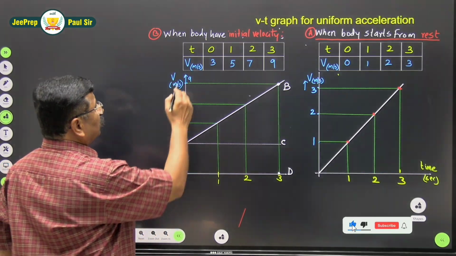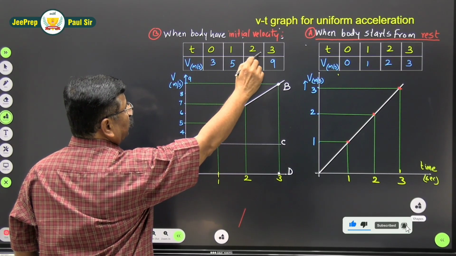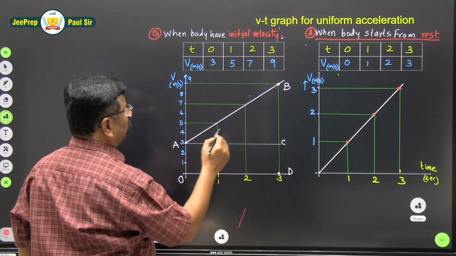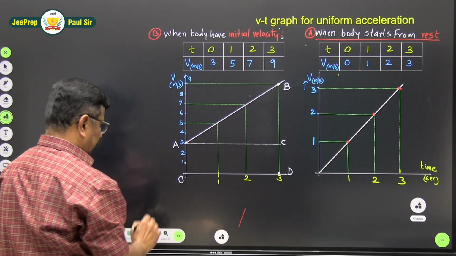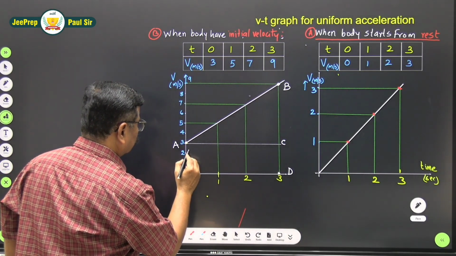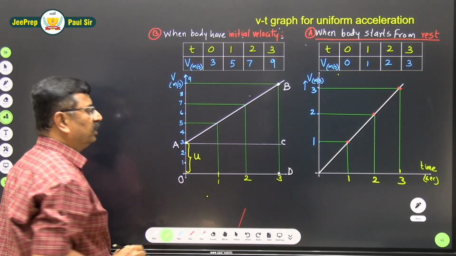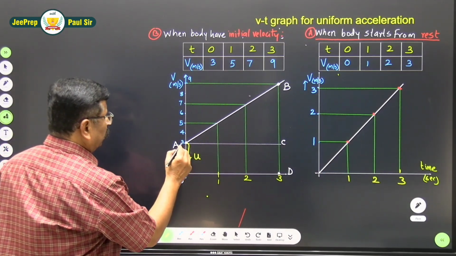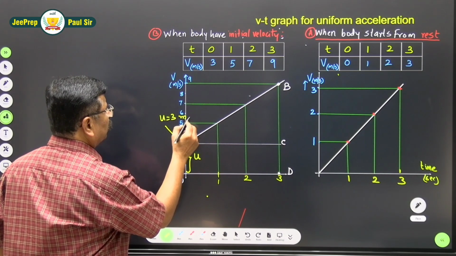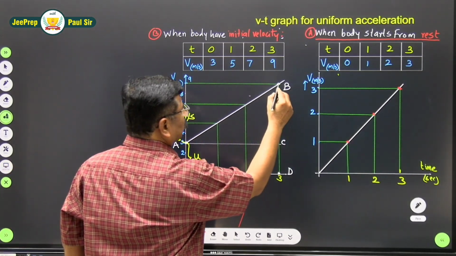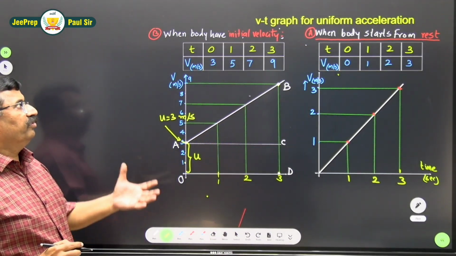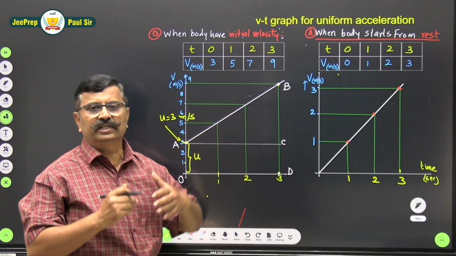Then if you plot all the values of velocity with respect to time 0, 1, 2, 3 seconds, you get a straight line which cuts the y-axis. This velocity is known as the initial velocity. So this is u is equal to 3 meters per second, and then this becomes the final velocity, that is 9 meters per second, because we are going to consider the motion of the body till 3 seconds.